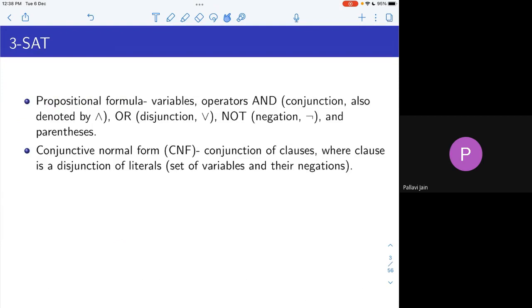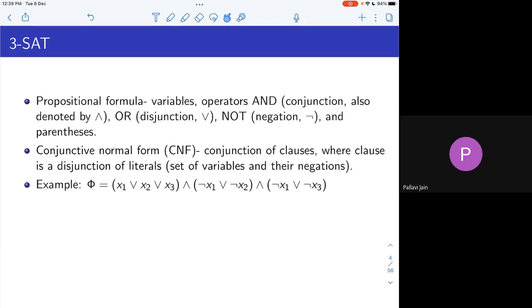So what is a Boolean formula? In a Boolean formula, we have variables, and we use the operators and, or, and negation. This is for our clauses. A Boolean formula is in CNF form if it is a conjunction of clauses, where a clause is a disjunction of literals. For example, if you see this formula phi, then each term in the parentheses is a clause. So X1 or X2 or X3 is a clause, and the whole formula is a conjunction of these clauses. So we call this form a CNF form.